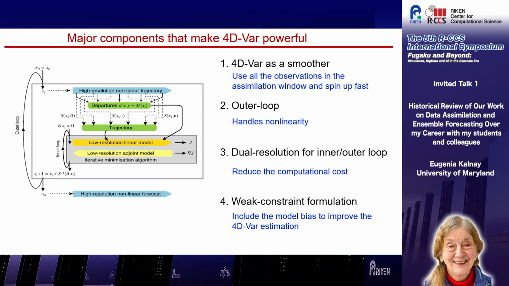Second, it also uses an outer loop to handle the nonlinearity from the model. Third, to reduce the computational cost, 4D-Var can adopt different resolutions in its inner and outer loops. Last, the weak constraint formulation of 4D-Var allows including model bias in its formulation, which significantly improves the 4D-Var performance.